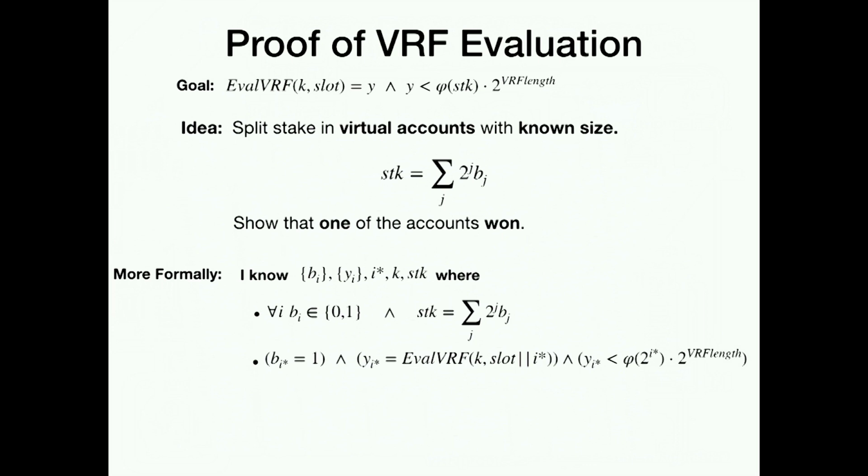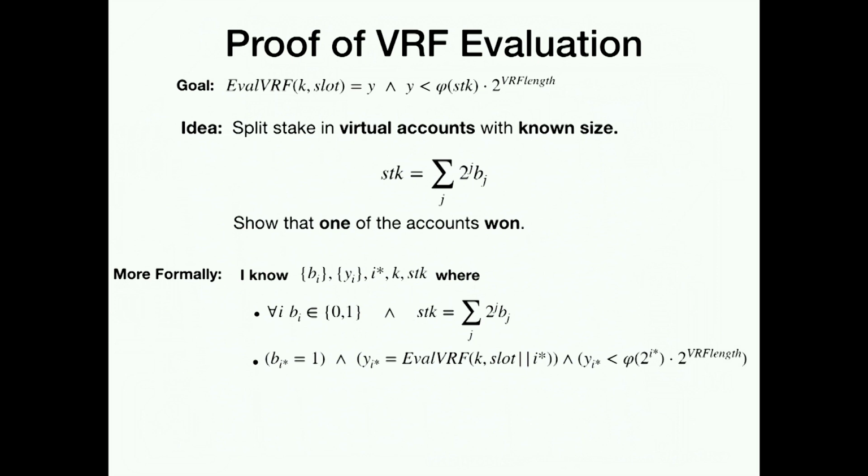Say I know some bits, some VRF outputs y. I know the one account which won, plus, of course, my VRF key and the overall stake, such that A, the bits I just claimed are bits are actually bits, plus that my stake actually decomposes in the way I just claimed. And then the lower line there, we say one account won.